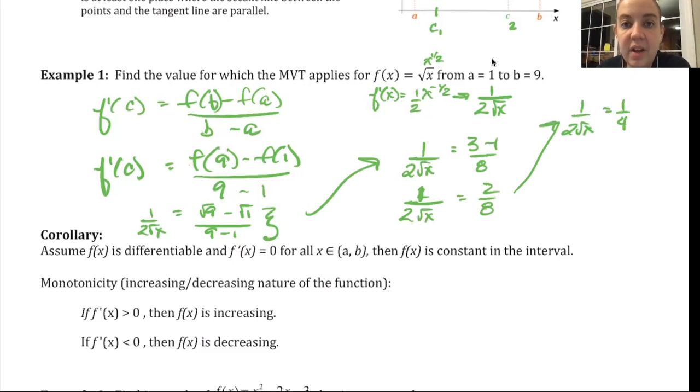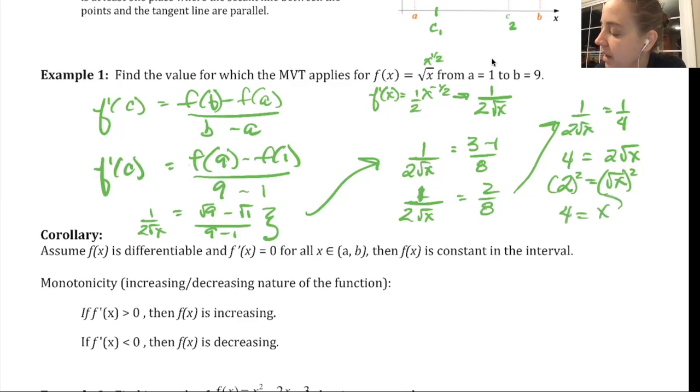Now, how do we solve this? Well, if I have a fraction equals a fraction, this is a proportion. I'm going to cross multiply. I'm going to say that 4 is equal to 2 root x. I'm going to divide both sides by 2. So 2 is equal to the square root of x. Square both sides, and so x is equal to 4. Is x equals 4? That's actually my c, I guess. Is that between 1 and 9? Well, yeah, it is.